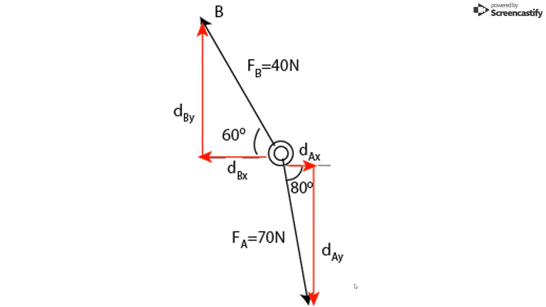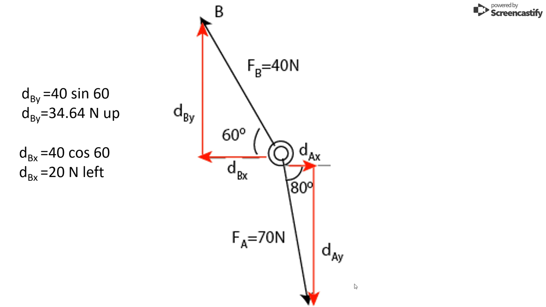I'm going to draw some component arrows that I've labeled dBy, dBx, dAx, and dAy. That really should have been labeled force AY, but I'm not going to change it now. At any rate, we have those drawn, and then we'll use trig to find their values. So dBy, since it's the opposite side, we're going to use sine. So it's 40 sine 60, which works out to be 34.64 newtons up.